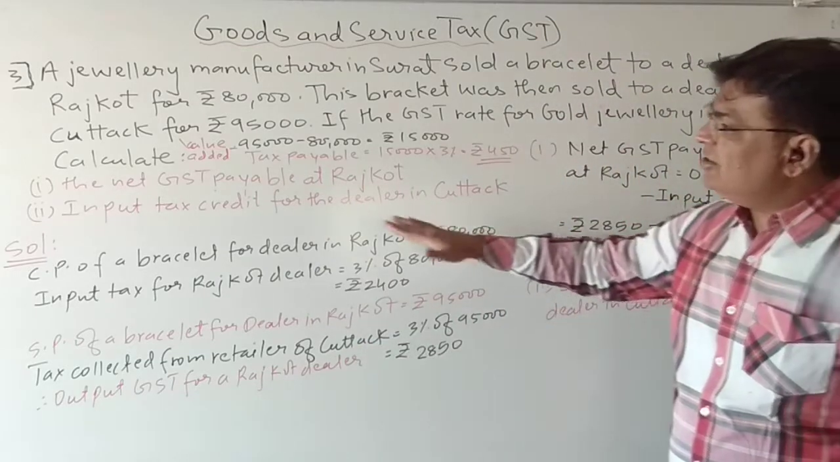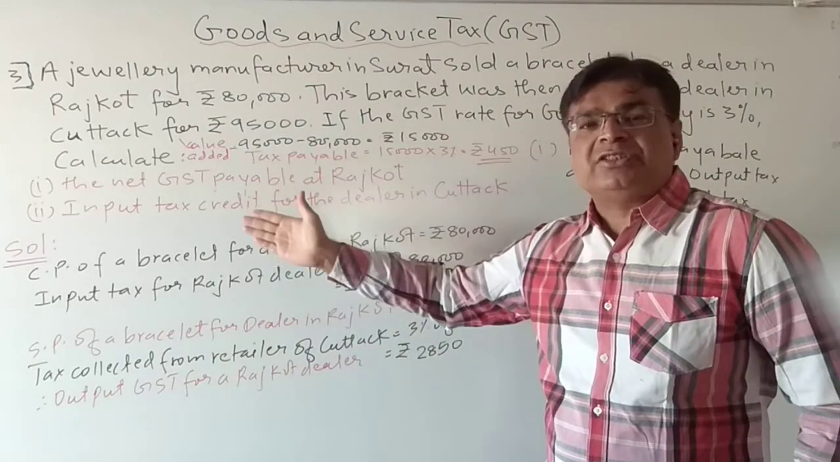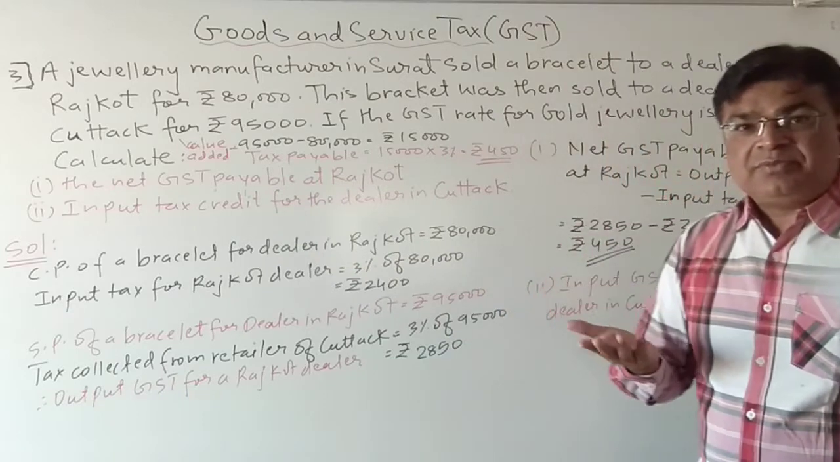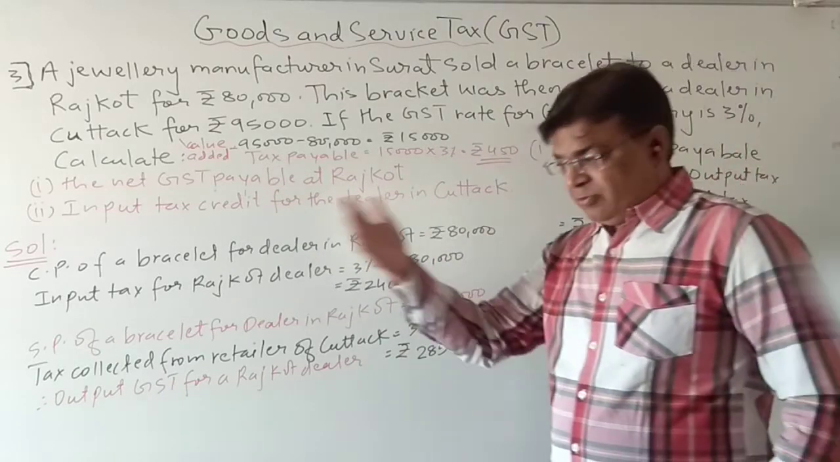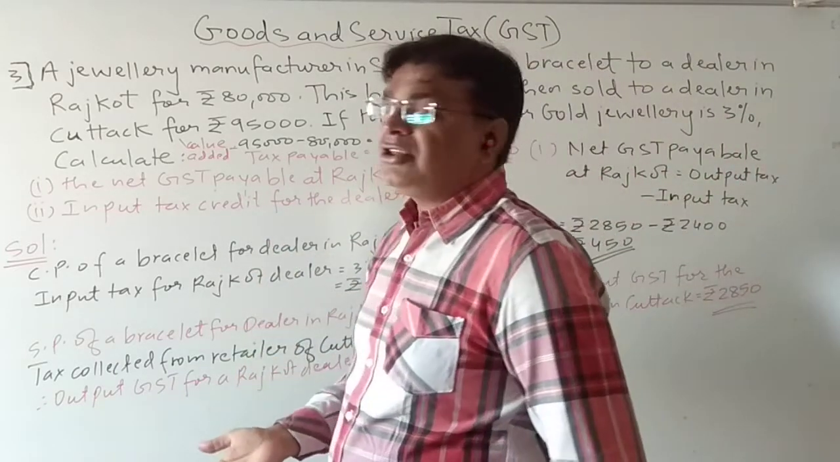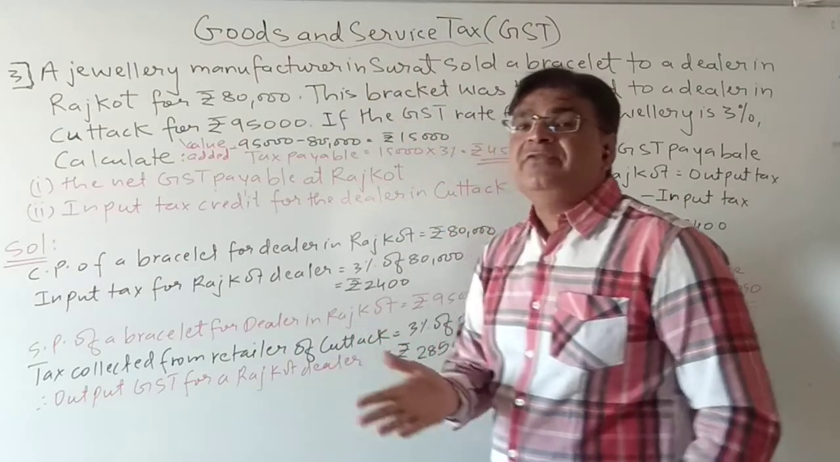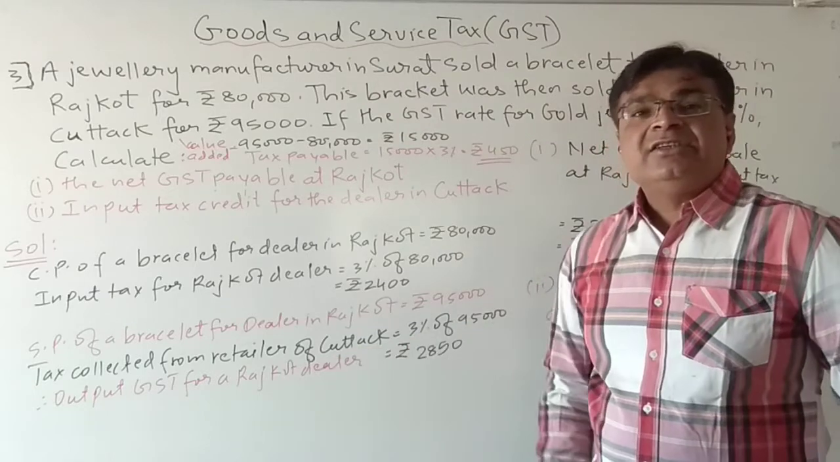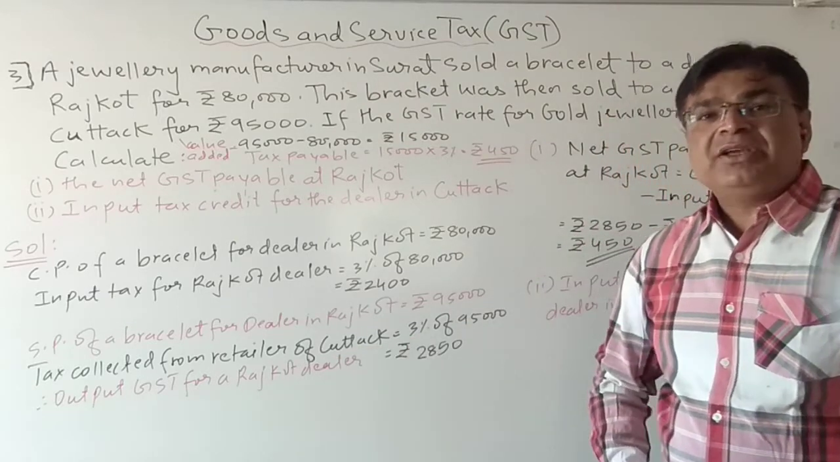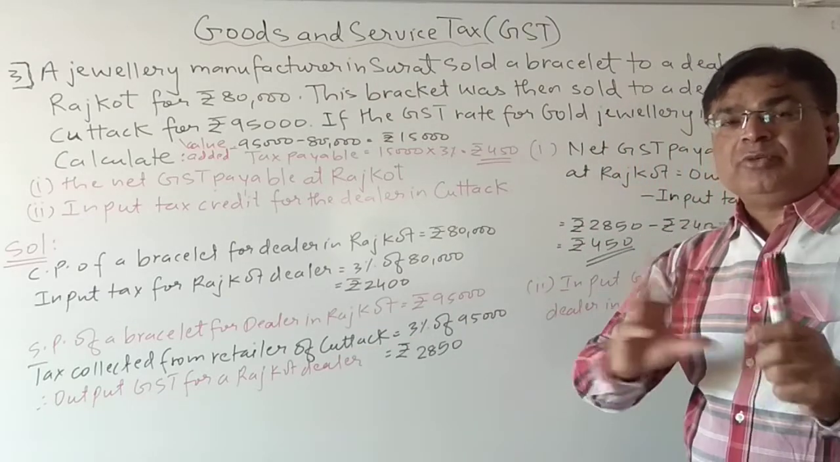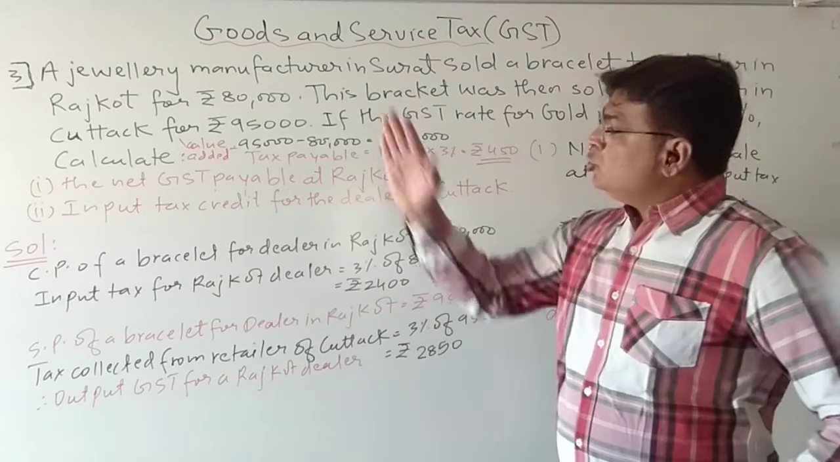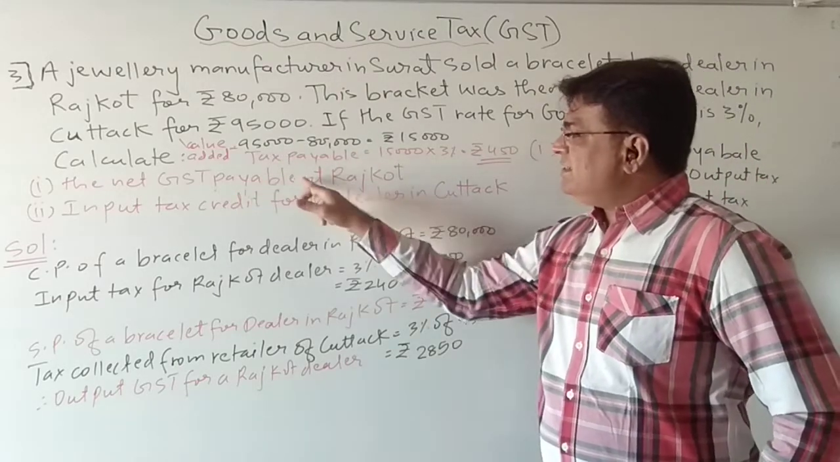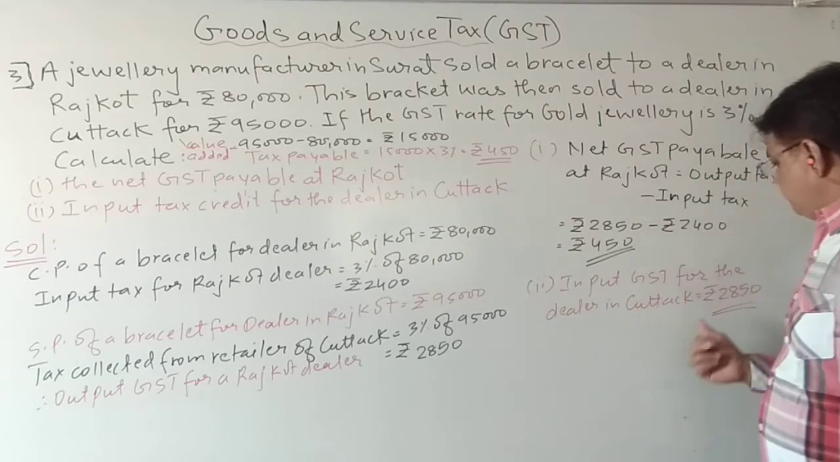Means do each and every step. See, in this sum only 2 sub questions are asked. But in the next few sums we will see they are asking 4 to 5 different things. So that's why I suggest you do each and every step, so that it will be clear in your mind and you will also be able to find the answers quickly. So one way of finding the net GST payable at Rajkot is this.